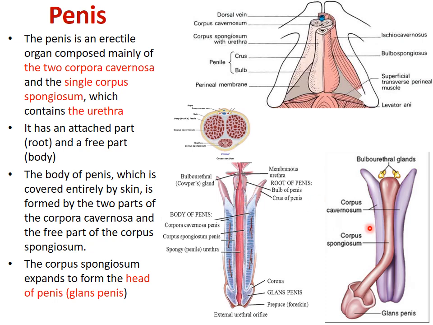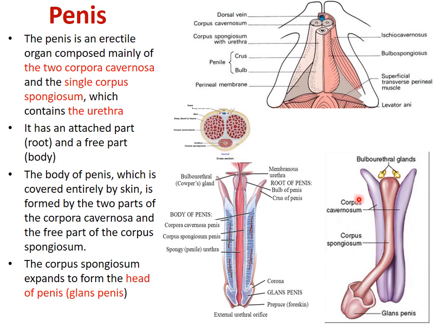Very straight. So here, which is the central part? This is the bulb of the corpus spongiosum, into which the ducts of the bulbourethral gland, Cowper's gland, are opening. Corpus means body, spongiosum means spongy. So this is a single body on the lower side. This is the inferior view of the penis.